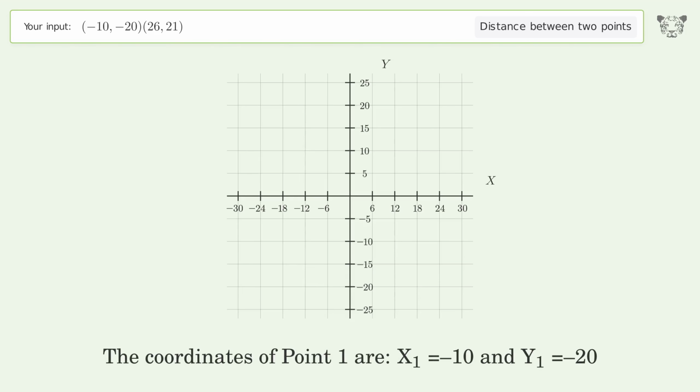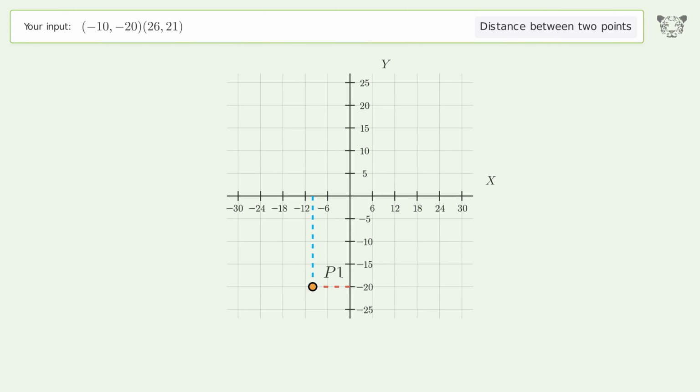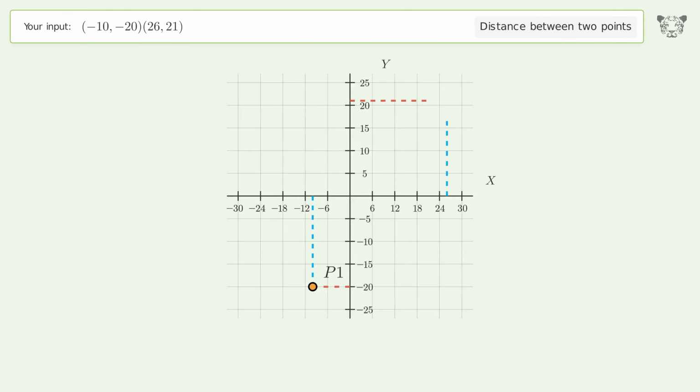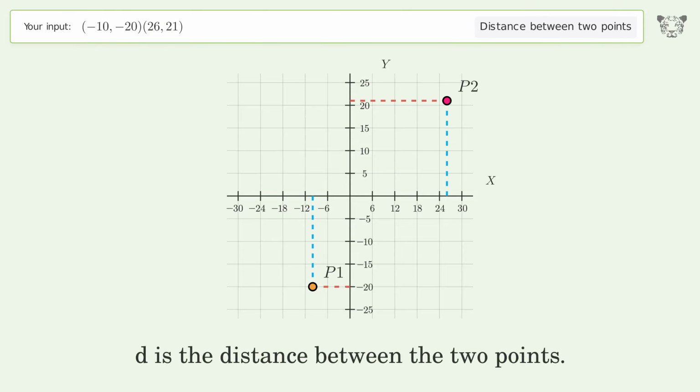The coordinates of point 1 are x1 equals -10 and y1 equals -20. The coordinates of point 2 are x2 equals 26 and y2 equals 21. D is the distance between the 2 points.